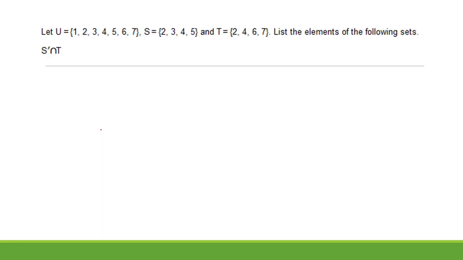Let U be the universal set 1, 2, 3, 4, 5, 6, 7. S equals the set 2, 3, 4, 5. And T equals 2, 4, 6, 7. List the elements of the following sets. S prime intersect T.